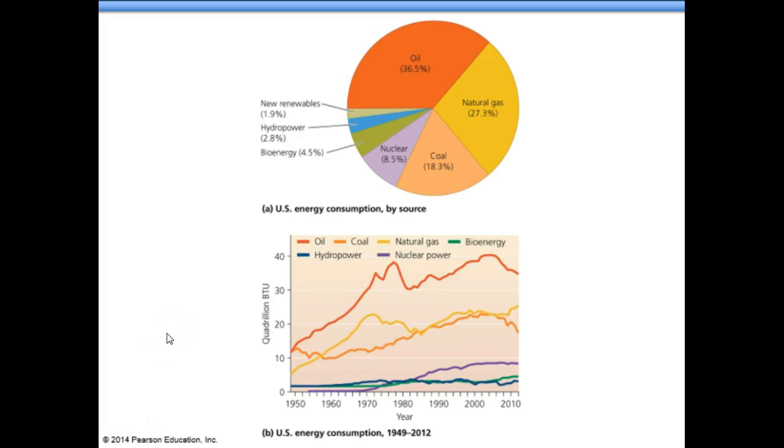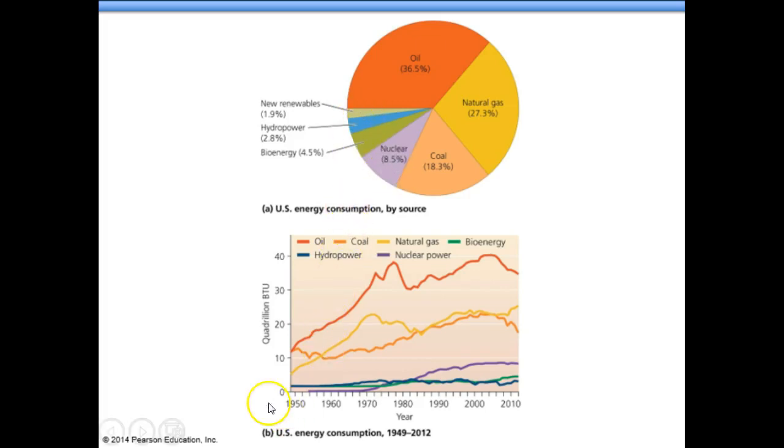Okay, so here are two other graphs to look at. The first one represents energy consumption by source in the U.S. Oil is our biggest energy source, then comes natural gas, and then coal. Together this is about three-quarters, so we rely on 75% of our energy on fossil fuels. And then here are our conventional alternatives, and that's only about a quarter of what we rely on.